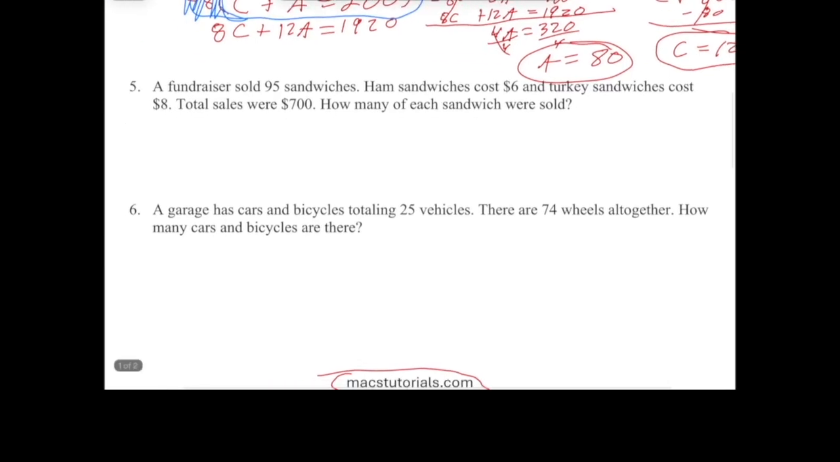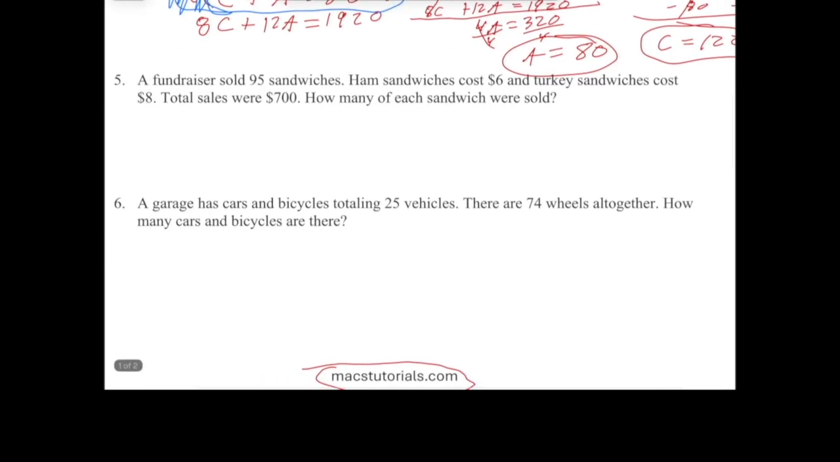Here we go. Number 5. A fundraiser sold 95 sandwiches. Ham sandwiches cost 6 and turkey sandwiches cost 8. Total sales were 700. How much of each? Well, we know that there were ham and turkey, and when we put them both together, they sold 95.